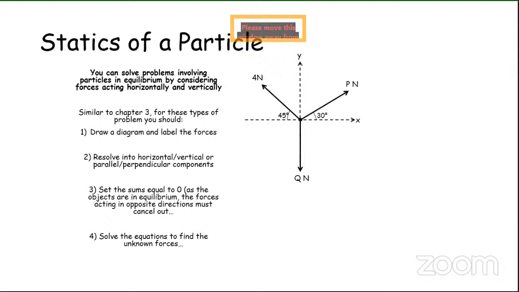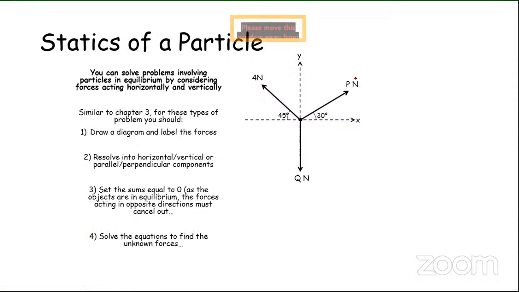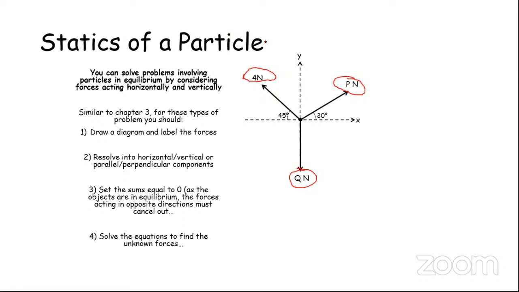So for example, if we consider this system of forces where we have forces of P, 4 and Q, and P is at an angle of 30 degrees, the 4 is at an angle of 45 degrees. That means we are going to resolve each of the forces into the vertical and the horizontal. But Q is on the vertical, so it doesn't have a horizontal component. So we are going to only deal with P and 4 newtons. So let us begin.